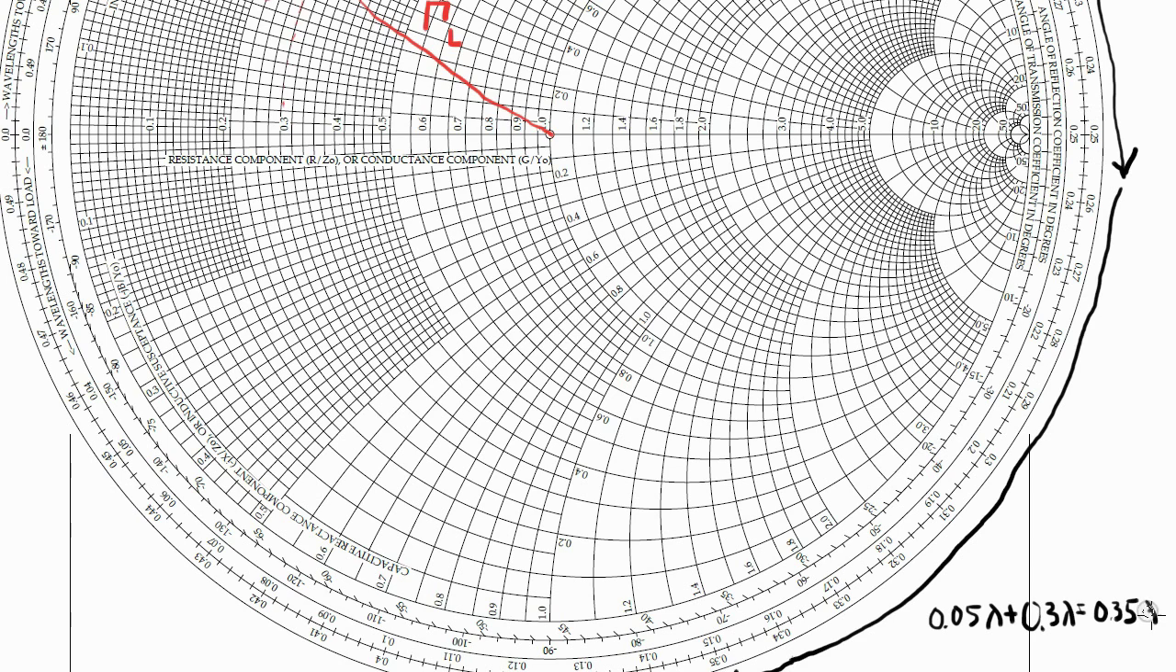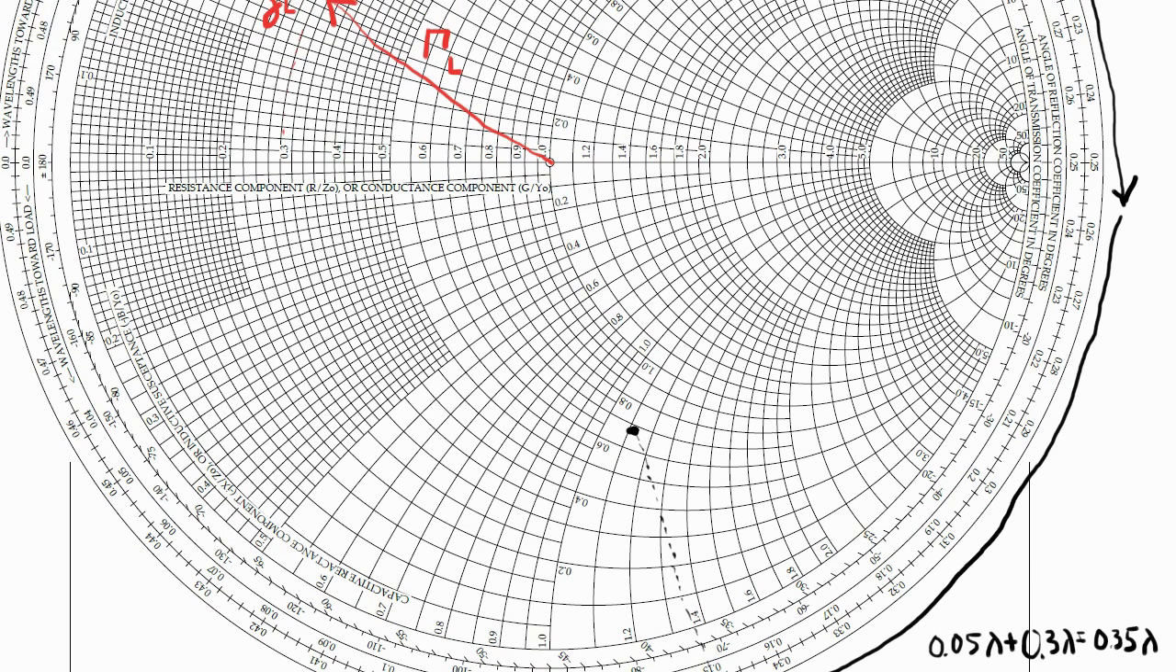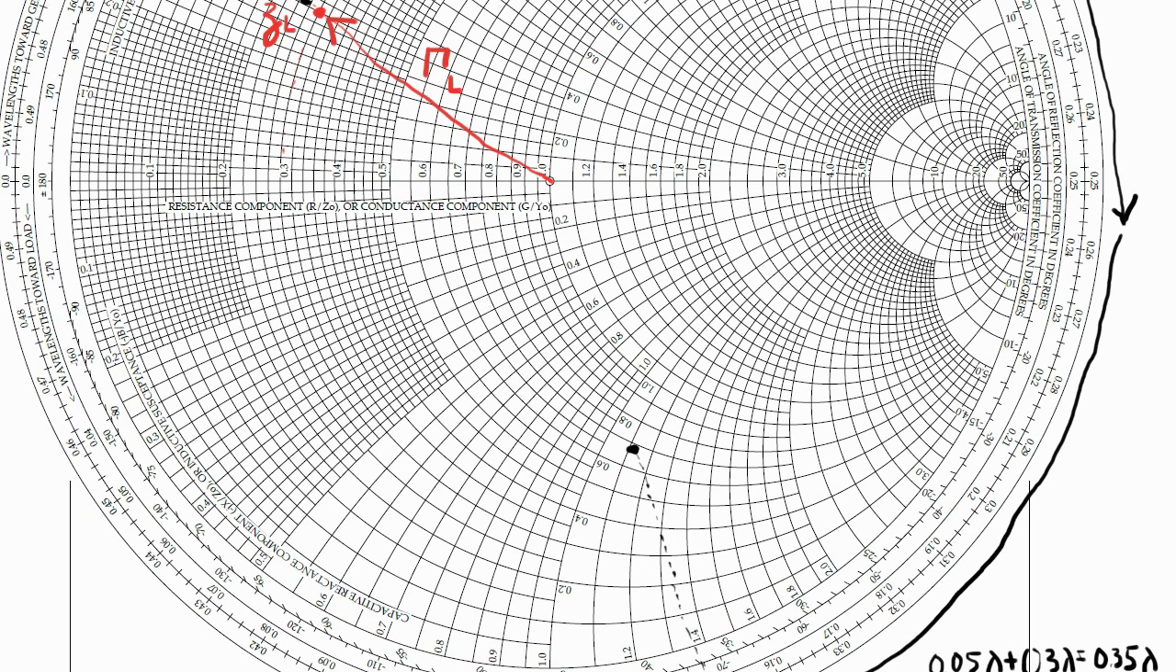Now, if you actually have a paper Smith chart, this is where a compass comes in real handy, because you can keep the radius the same and then just rotate around the Smith chart. So I'm going to just imagine that I had such a compass on my computer screen, and that I was able to keep the length of the gamma L vector the same, and then rotate by a total of 0.3 lambda. Alright, and then I ended up right there.